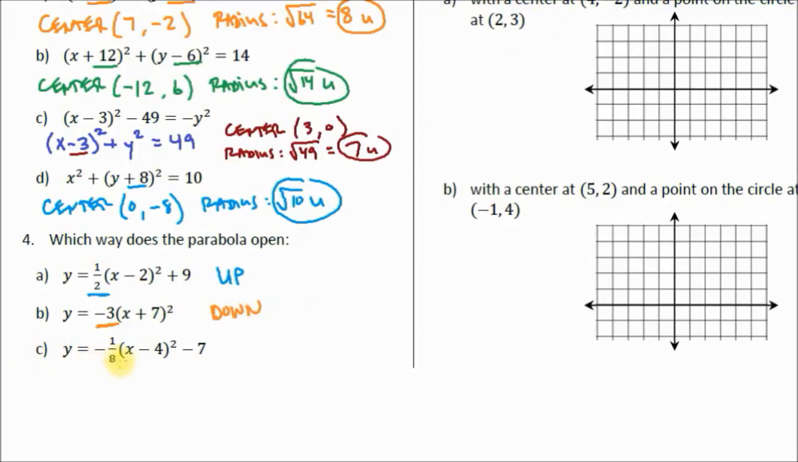And for letter C, y equals negative 1/8. That's also our a value. So that one, the parabola also opens down because that is a negative a value. Alright, we'll finish this video. We'll start back up on question number 5.